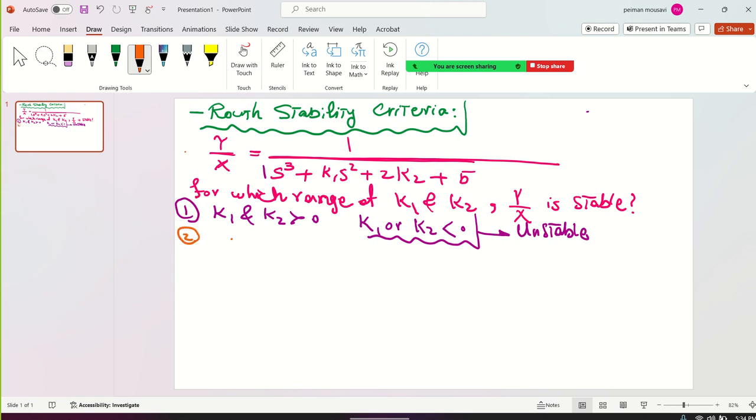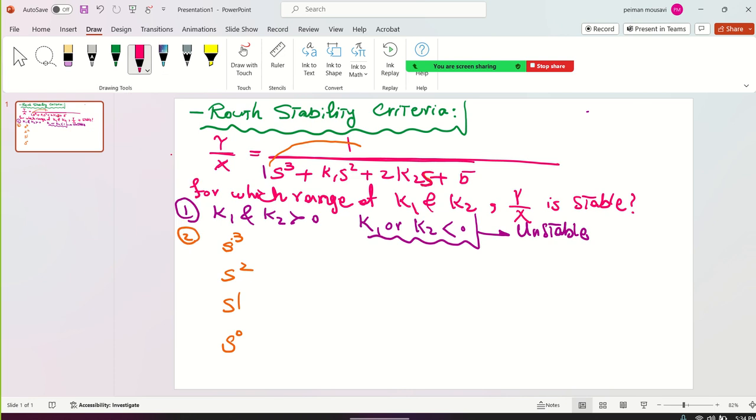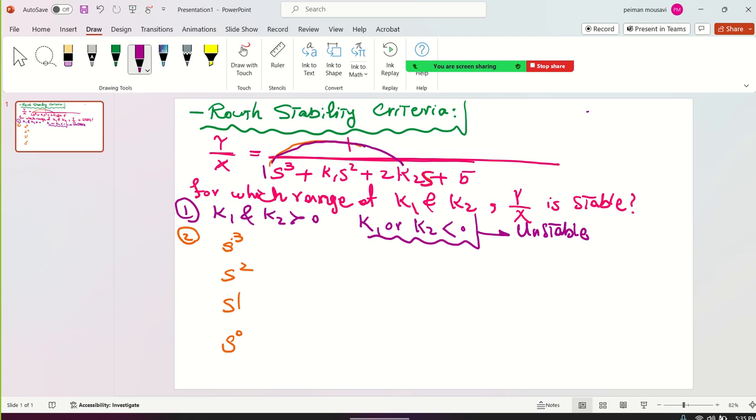The second was the table that we did together: s cubed, s squared, s1, and s0. So this is how we were doing, see? Sorry guys, this is s here. I don't know why I forgot that. So you see 1, k1, k2, and 5. So now s cubed. This is how we were doing, right? This and this, and this and this.